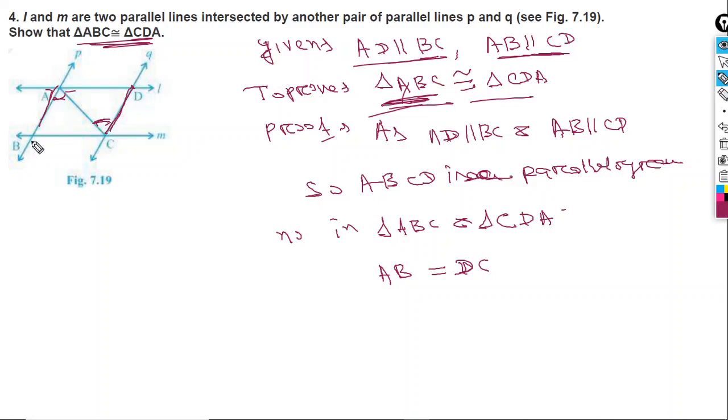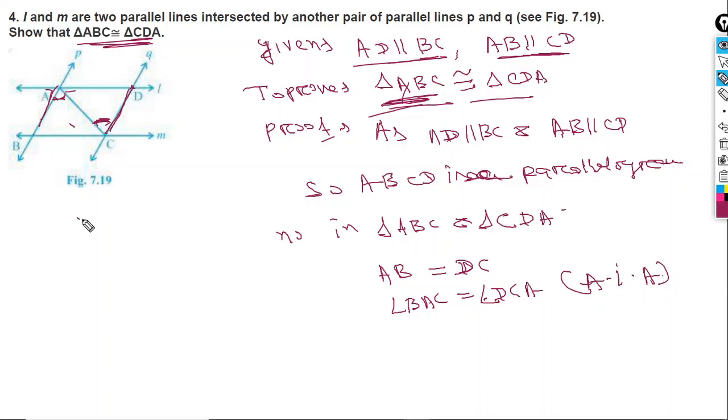Now you see, name the angle. Angle BAC will be equal to angle DCA. Why? Because, as AB is parallel to CD, angle BAC and angle DCA must be alternate interior angles. So we'll write angle BAC equals angle DCA, reason: alternate interior angles.